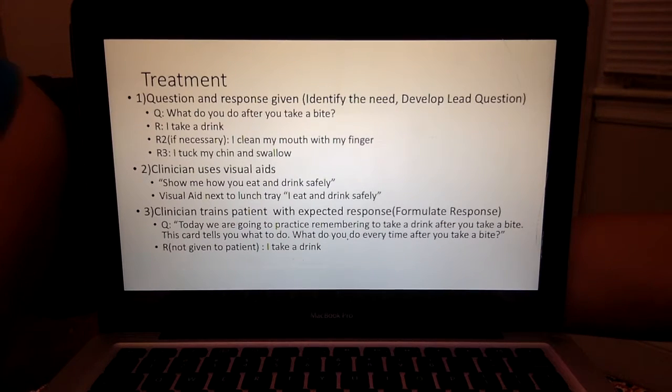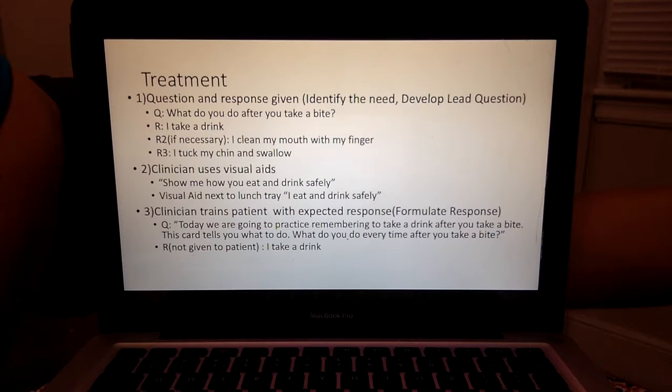So the question would be, today we are going to practice remembering to take a drink after you take a bite. This card tells you what to do. What do you do every time after you take a bite? And hopefully the patient will say, I take a drink.